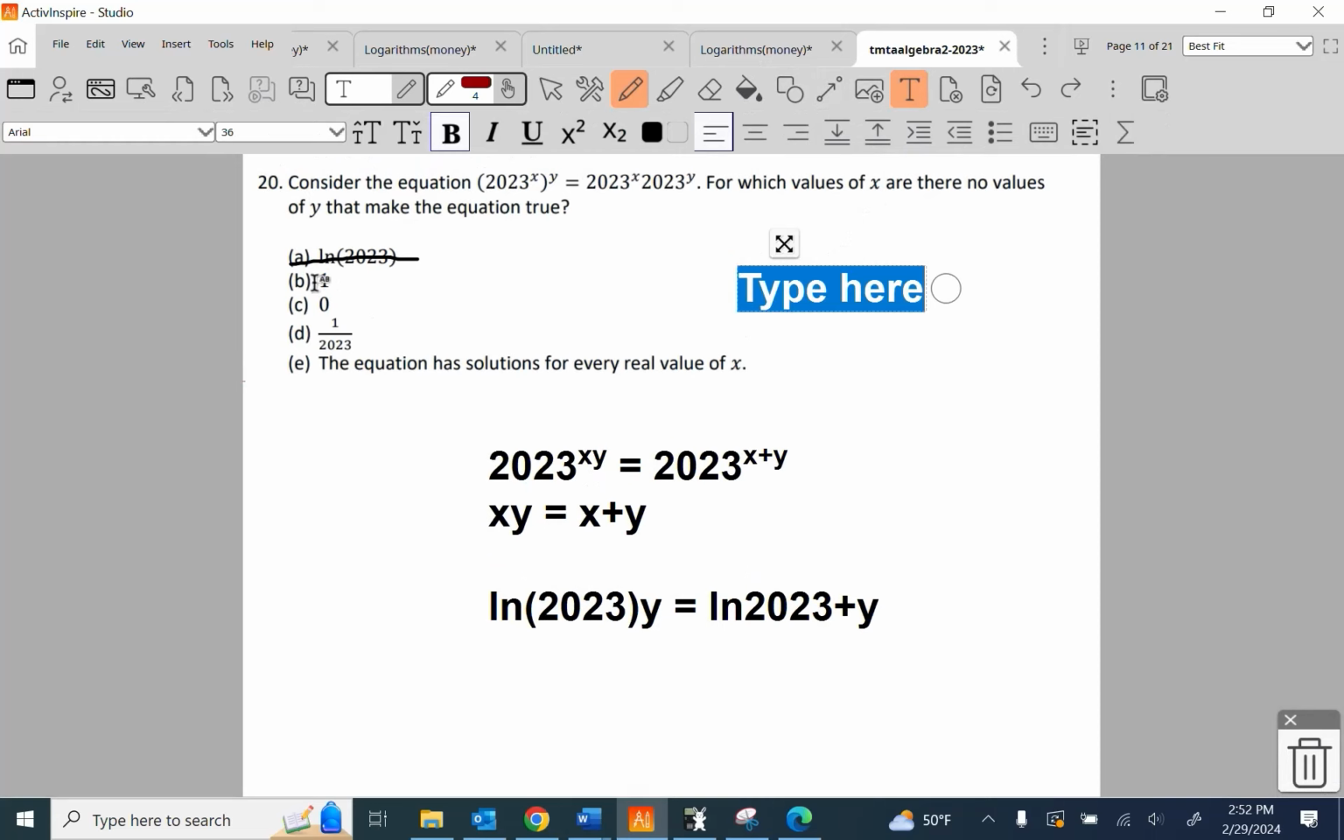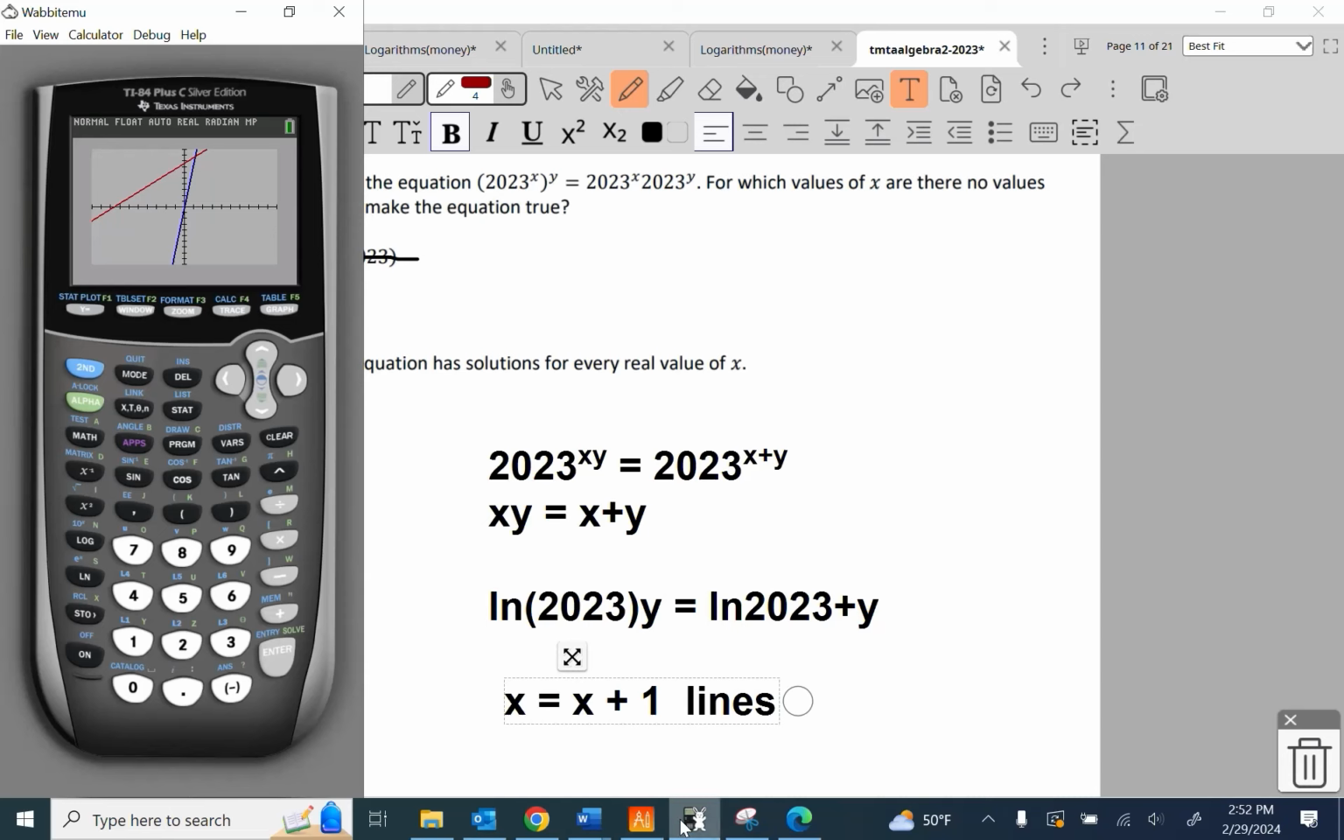So let's plug this one in here for y. Plug in a 1. We'd have x equals x plus 1. That is definitely solvable. See, this is also lines. They're going to cross paths. Maybe not. Let's see what that looks like. And no, this one has no answer.